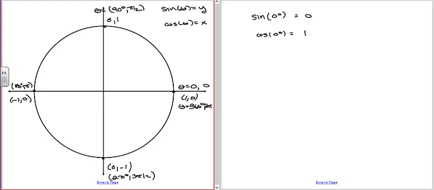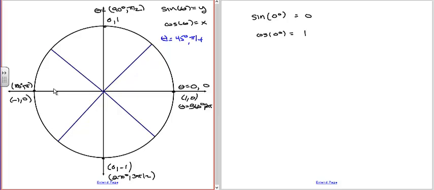Now, next thing we can do is draw lines that bisect between 0 and 90, which is going to be 45. If you take half of 90, you get 45. So we're going to do that next part. So what is the angle here? Theta equals 45 degrees, which is half of 90, and pi over 4, which is half of pi over 2.